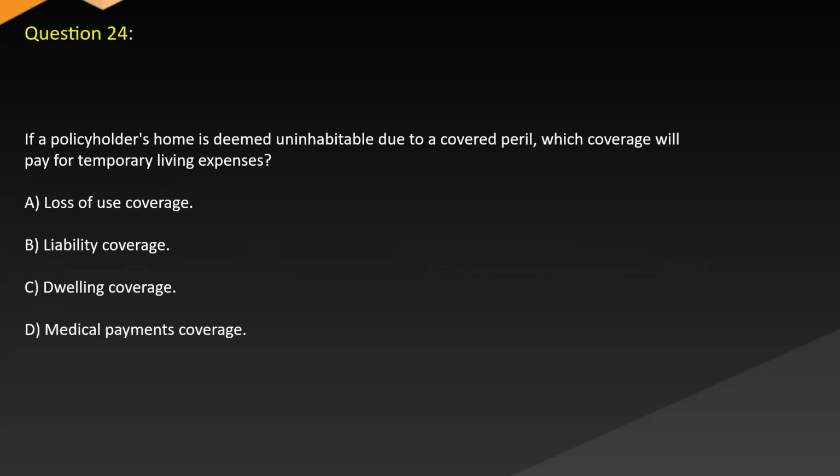Question 24. If a policyholder's home is deemed uninhabitable due to a covered peril, which coverage will pay for temporary living expenses? A. Loss of use coverage. B. Liability coverage. C. Dwelling coverage. D. Medical payments coverage.